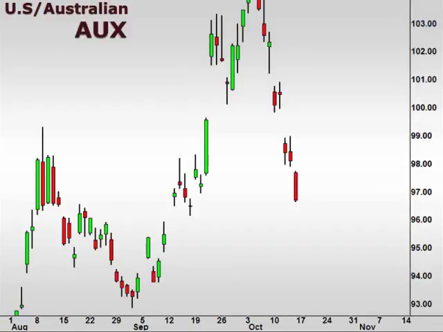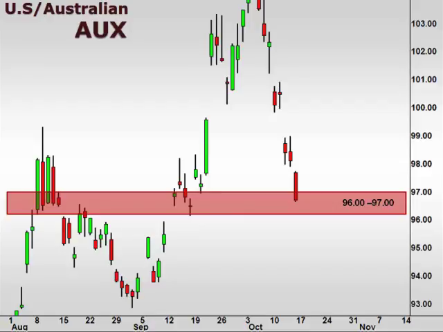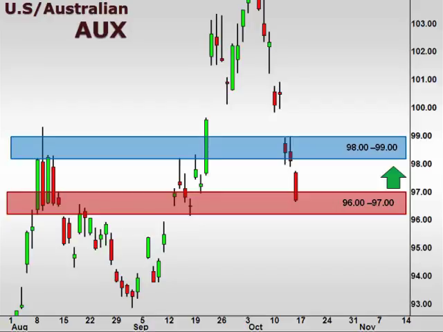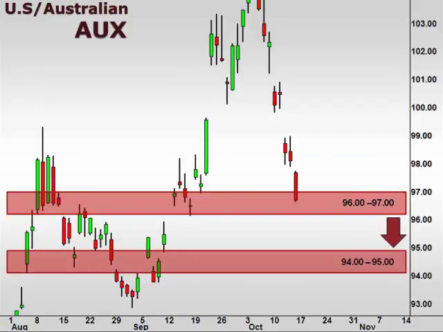Let's take a look at the US dollar versus the Australian dollar as seen here in the ISC FX Options pair value AUX. Well, the AUX gave up over 4 points last week, landing in the 96-97 focal zone last Friday. Now, we do expect a bounce to test 98-99 at the very least after such a significant sell-off. However, our next target to the downside, should that level fail to hold, sits at 94-95.